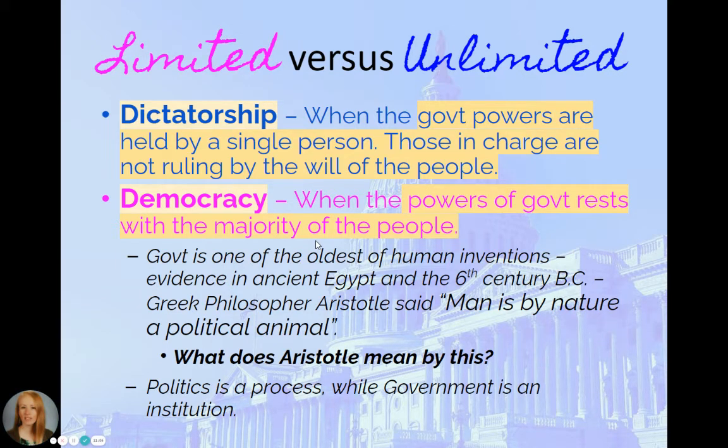It is often said that government is one of the oldest human inventions. There was evidence shown all the way back in ancient Egypt. In the 6th century BC, Greek philosopher Aristotle said that man is by nature a political animal. So I often like to ask the question, what does Aristotle mean by this? That man is by nature a political animal.